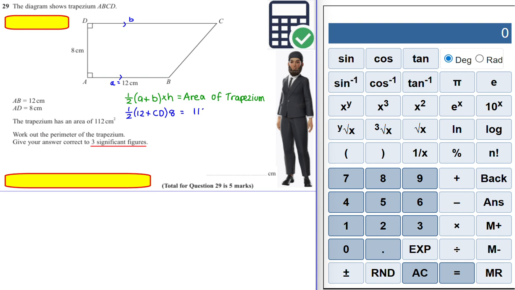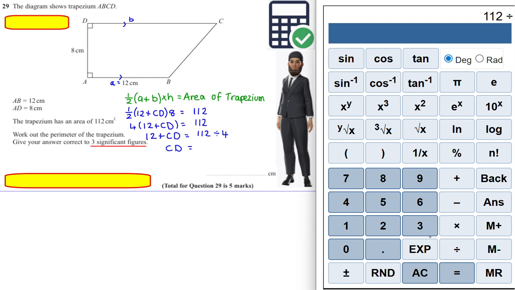So let's write down 112 centimeters squared. Then a half of 8 is 4. Then you get 12 plus CD is equal to 112. Divide both sides by 4. So therefore you get 12 plus CD is equal to 112 divided by 4. And therefore, if you do 112 divided by 4, you can use a calculator if you wanted to, you should get an answer of 28. There you go, so you get 28.